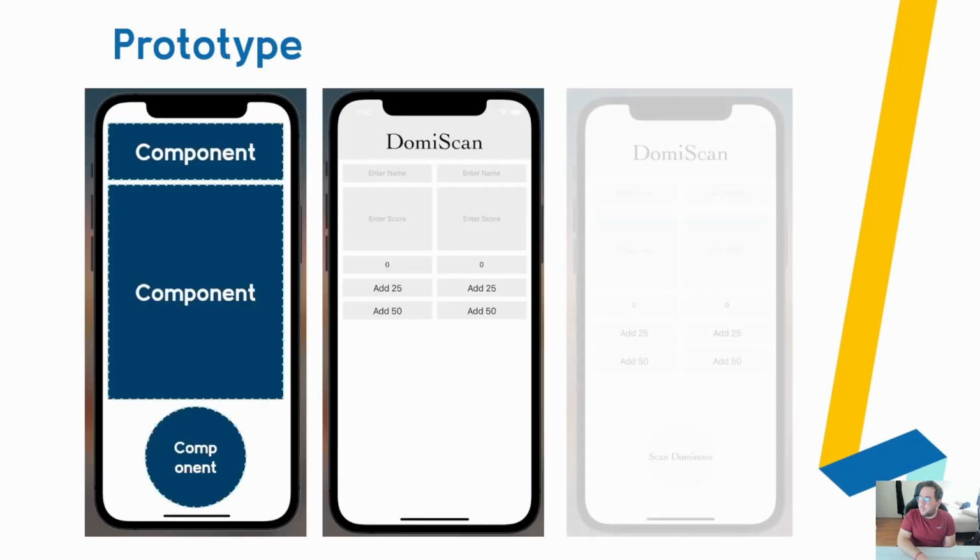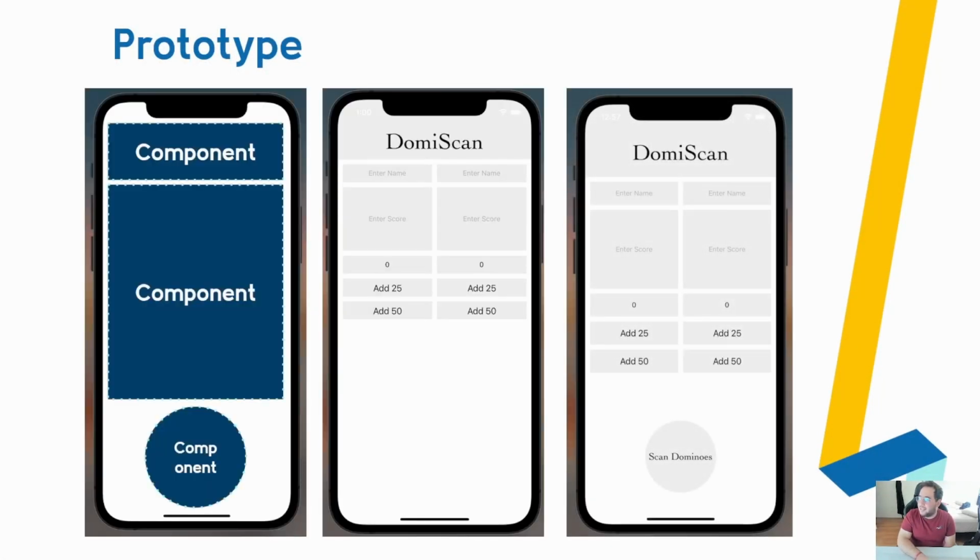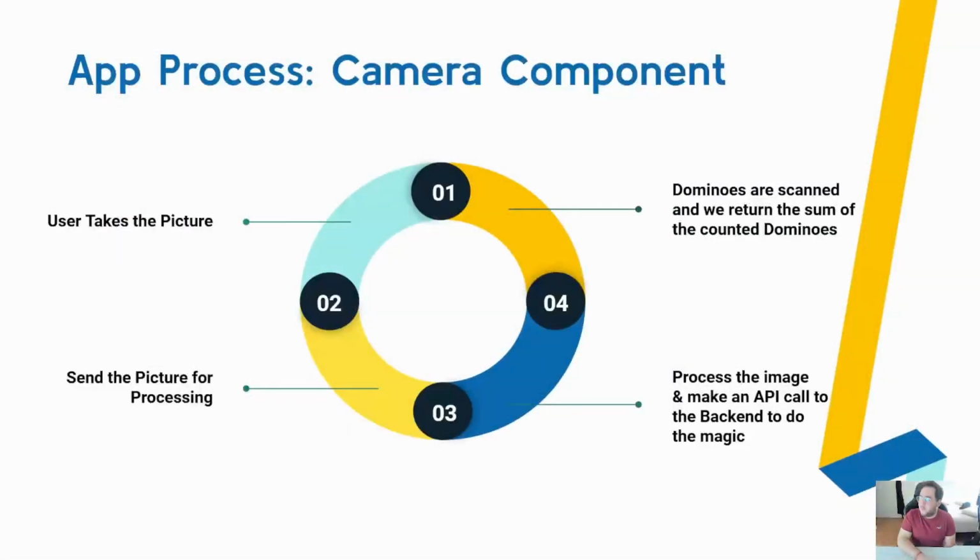But this is what it looks like in reality. But for us engineers, we want to define a flow in which processes happen, especially for the camera. So this is how it looks. First, the user takes the image of the dominoes, then the picture is sent for processing. We process the image and then make an API call to the backend. And the backend counts the dots of each domino and returns the sum of them all. Pretty cool, right? Now, Luis will take over the show and show you an actual live demonstration of this.